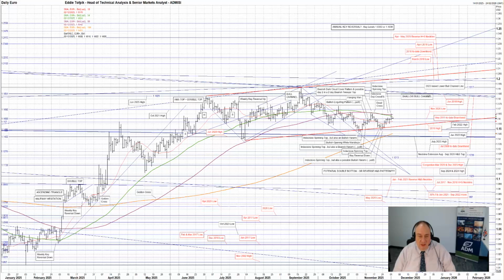The action since late October is now seemingly resolved into a potential double bottom, or if we look from early October, into a potential reverse head and shoulders pattern. Now it's too early on both to be sure, but they are exhibiting the signs for such patterns.